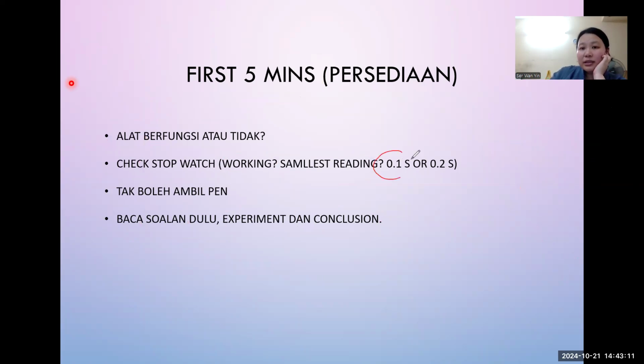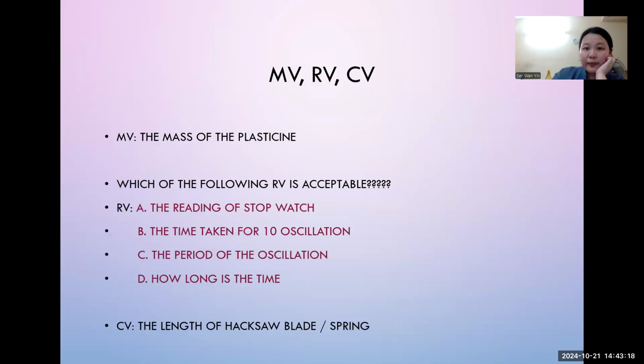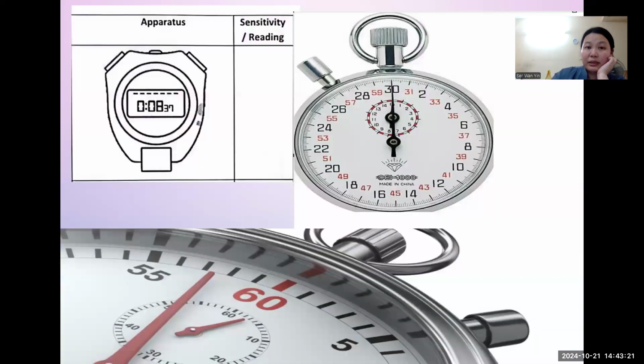Okay, then 0.1 or 0.2. Now, I show you first, for example. Now, for example, you will have three types of stopwatch. Okay, someone asked, so there's only guided or unguided. It will come out unguided. So one experiment is 45 marks. Guided 45 or unguided 45.